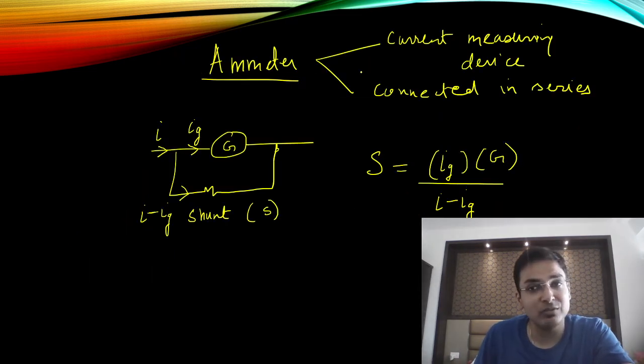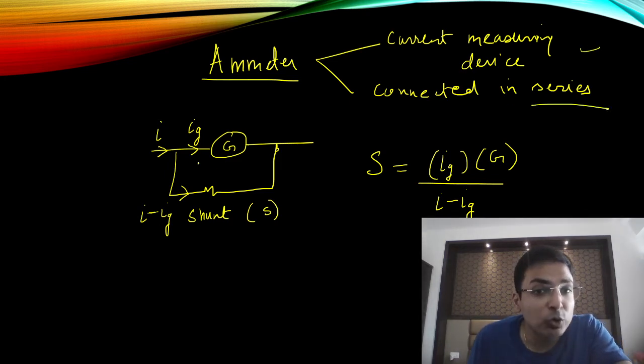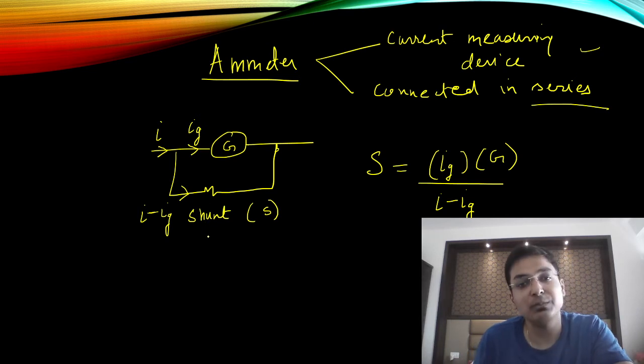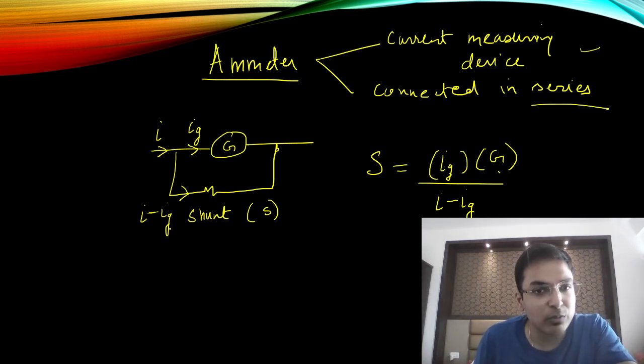Next, guys, ammeter, we all know it is a current measuring device. It is connected in series. And how do you make an ammeter from a galvanometer? You connect a small resistance in parallel. This is known as a shunt resistance. And what is the formula for shunt resistance? It is Ig, that is galvanometer current, into galvanometer resistance, upon the current in the shunt, that is I minus Ig. So this is the formula for shunt resistance.